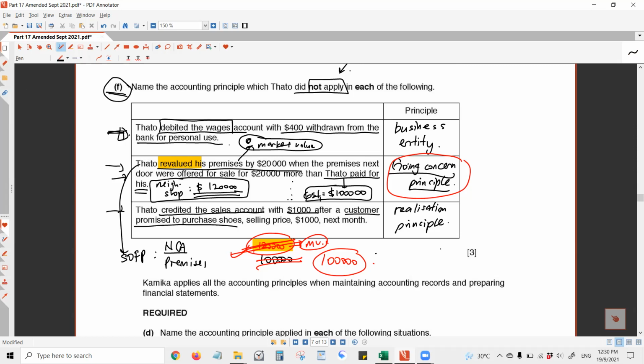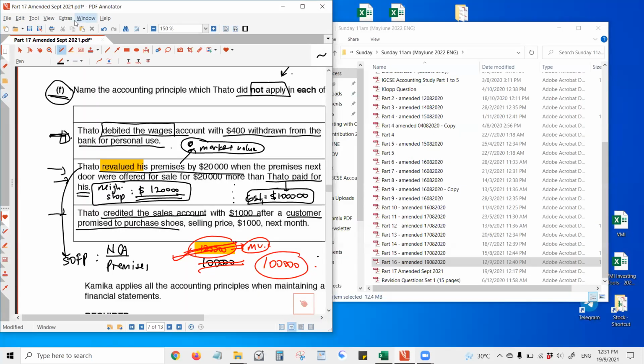Okay, if you still have a question: Tato revalues his premises by cost value? No. Revalue means you change the value to the market value. Revalue means you show your premises at the market value. Okay, let me explain again using another page where I have more area.